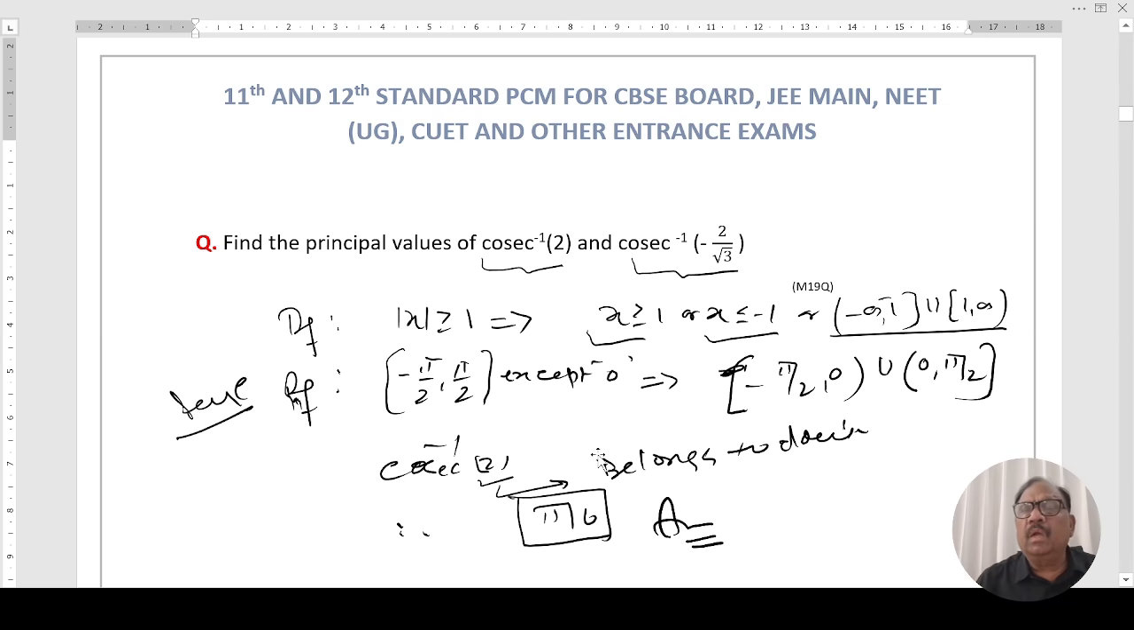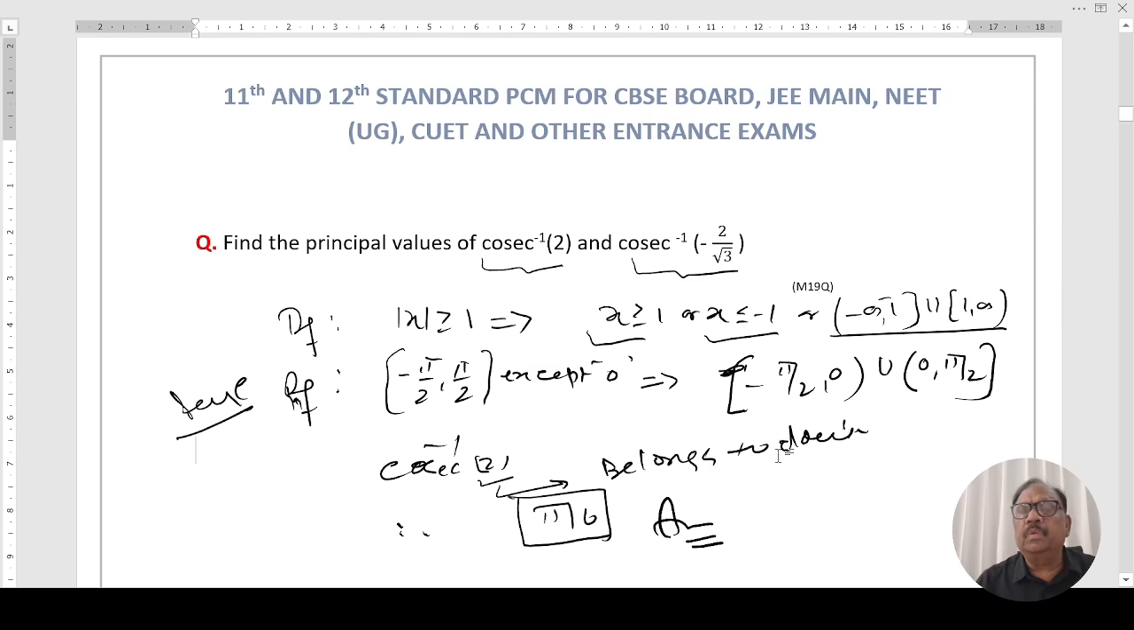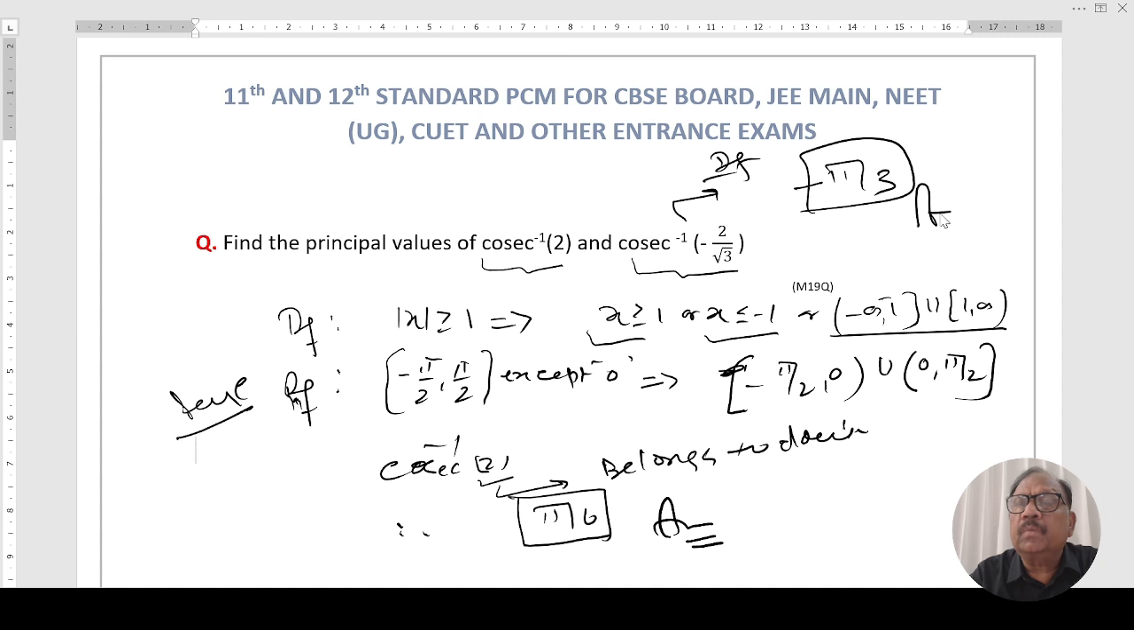Right? And cosec inverse of minus 2 by root 3. First of all, check whether this belongs to the domain. It belongs to the domain. Root 3 by 2 is the value of 60 degree. So 2 by root 3 corresponds to 60 degree. It is negative, so minus pi by 3. Minus pi by 3 will be the answer of this question.